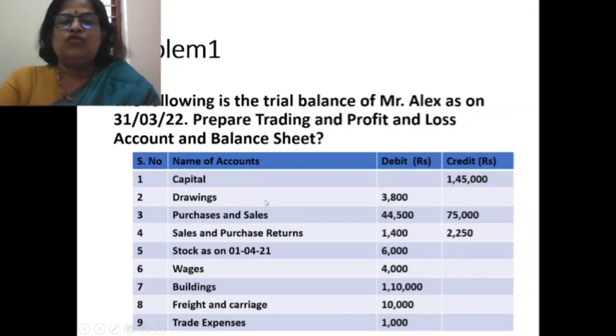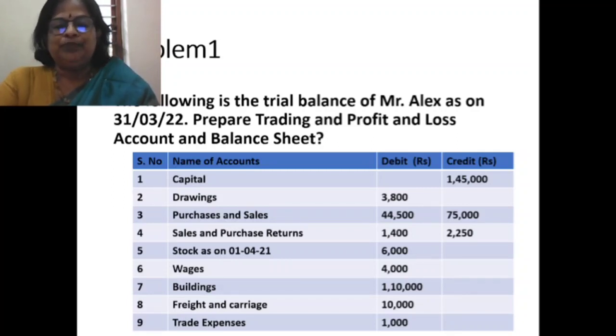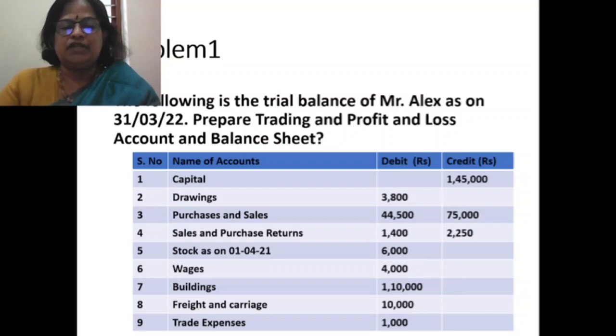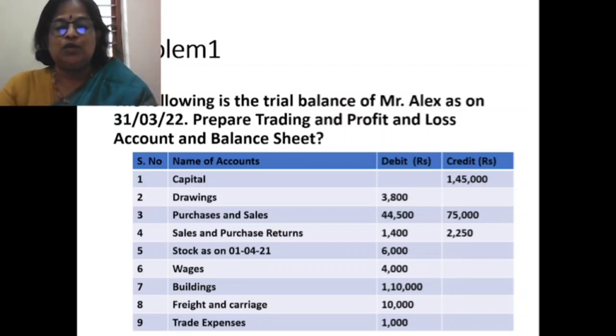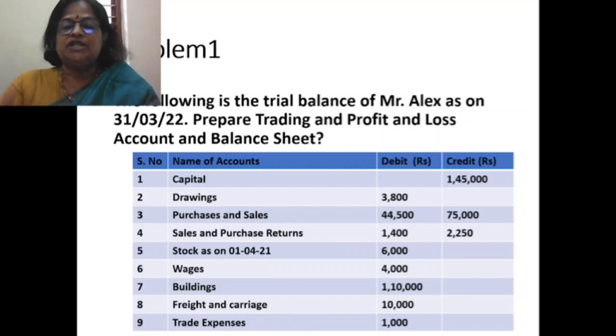First problem: following is the trial balance of Mr. Alex as on 31/3/22. Prepare trading and profit and loss account and balance sheet. Capital 1,45,000, drawings 3,800, purchases and sales. Debit balance will be purchases 44,500 and sales will be credit balance, that is 75,000. Sales and purchase returns, so just opposite. Remember that if sales is credit balance, sales returns will be debit balance 1,400, and purchase returns will be just the opposite of that, because purchases is debit balance.